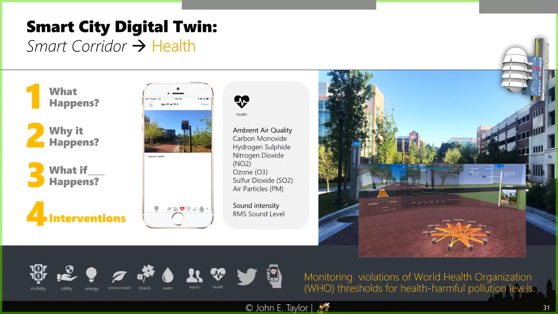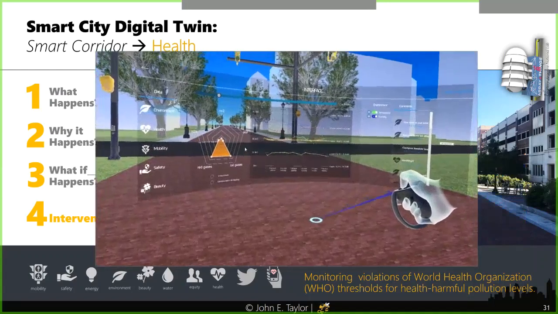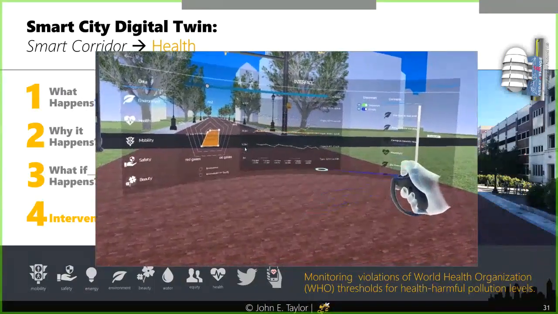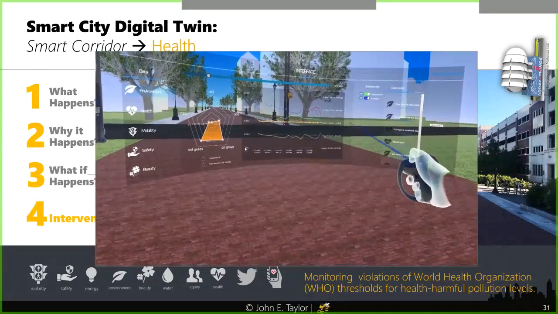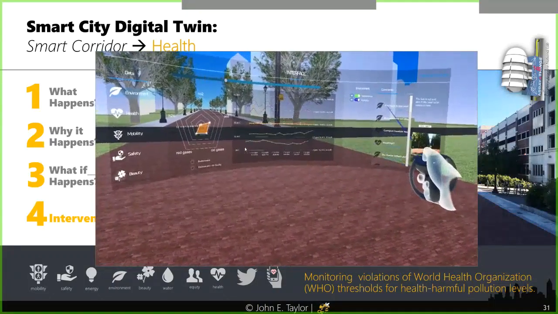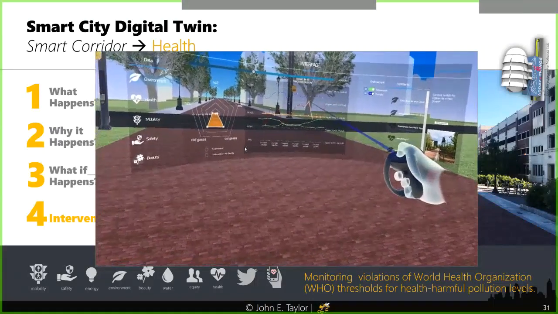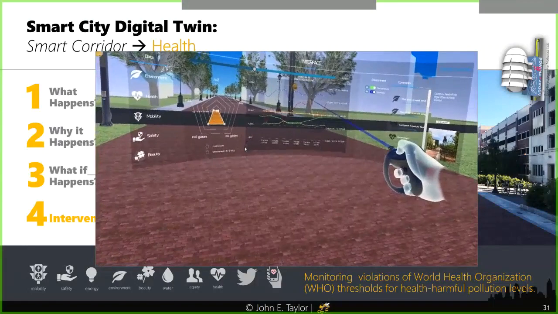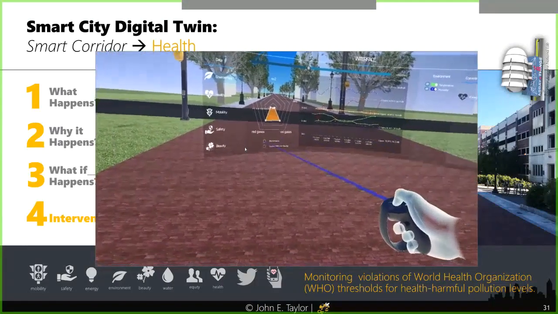This is going to be a health example. It's monitoring violations of World Health Organization thresholds for health-harmful pollution levels, and correlating that with people's perspectives. On the right, the person is clicking through the CitySnap feedback from people that are walking through the campus. They're also selecting through the middle graph.